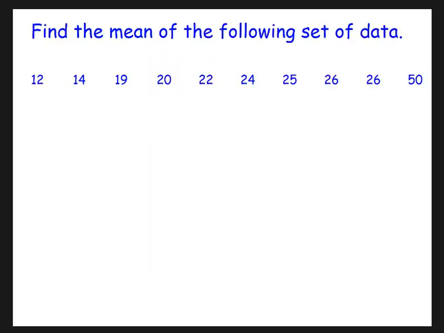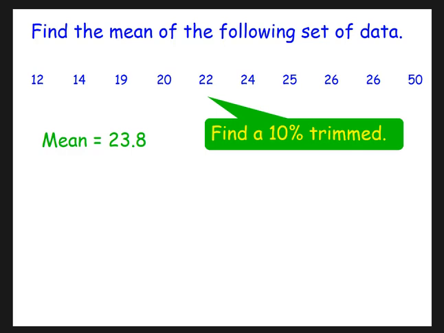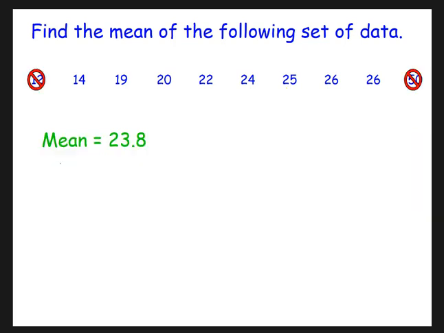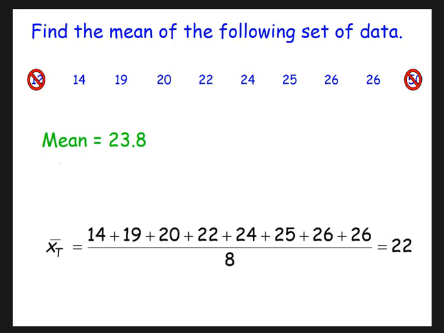So for this data set, we have 10 values here. The mean is 23.8, but we're going to do a 10% trimmed mean. Now here, n equals 10 because there's 10 items in the list. 10% times 10 is 1. That means we're going to trim one item from each end of the list. The smallest number and the largest number are trimmed off. So this has been trimmed 10% on each end. We calculate that new mean, it is now 22.